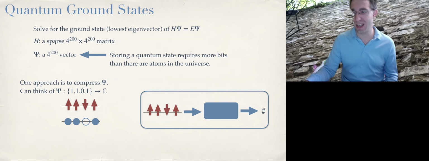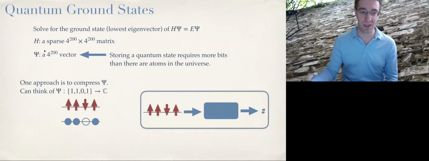Okay, and the only fundamental tricky thing is that this vector is a 4 to the 200 vector. So storing it explicitly, storing this quantum state, will require more bits than there are atoms in the universe. As long as you're up to only 20 spins or 20 electrons, this is a practical approach. You just write down the matrix, you use Lanczos, you diagonalize it. And we do this because in many cases, we want exact answers.